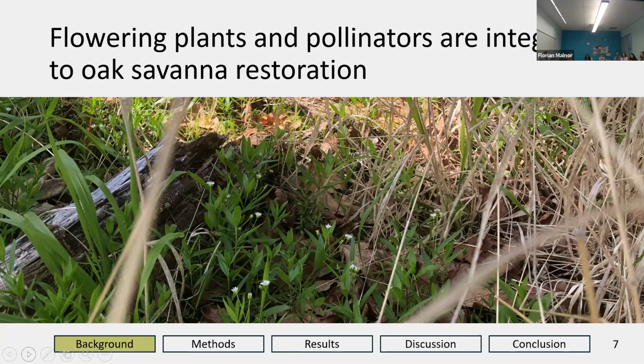And also that means that those plants will be able to reproduce because pollinators will visit them to allow them to produce seeds. So this benefits both pollinators and plants.